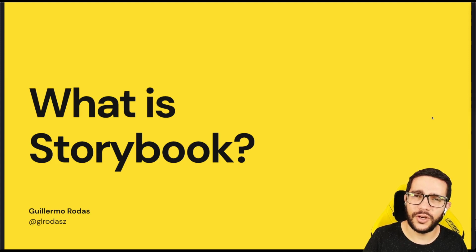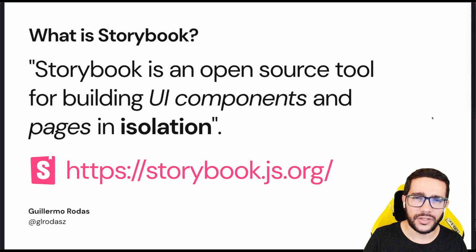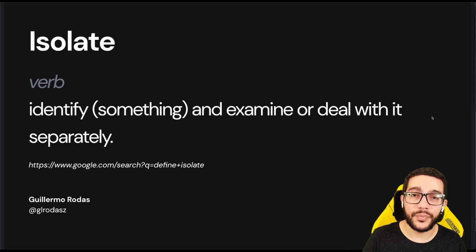Hi, so what is a storybook? As its official site says, Storybook is an open source tool for building UI components and pages in isolation. And this is a pretty important word, isolation. It comes from isolate, and Google defined it: it identifies something and examines or deals with it separately.